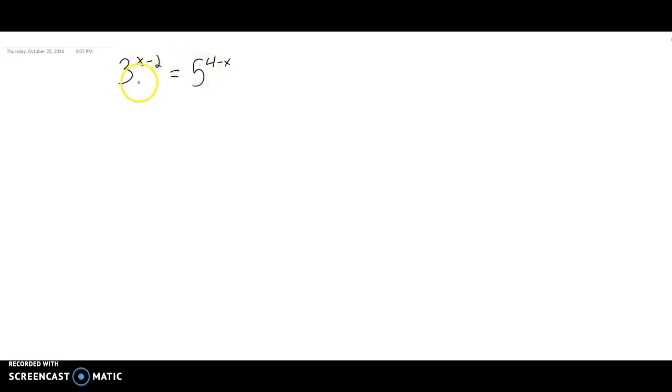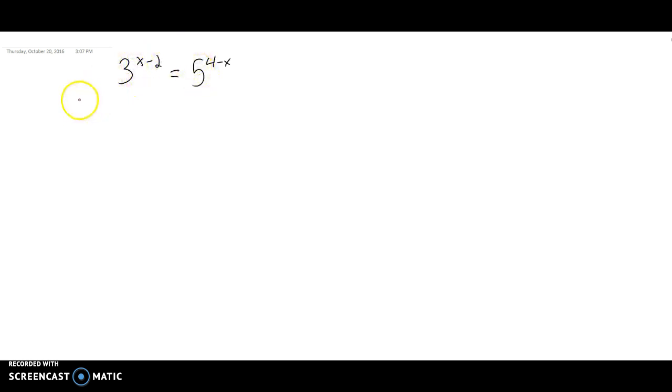Our goal in this problem is to solve this exponential equation for x. As I look on both sides, those bases are not the same. Neither one of them can be broken down to get to a common base. So we're going to take the log of both sides with the same base. We could take it with a base of 3 or base of 5.